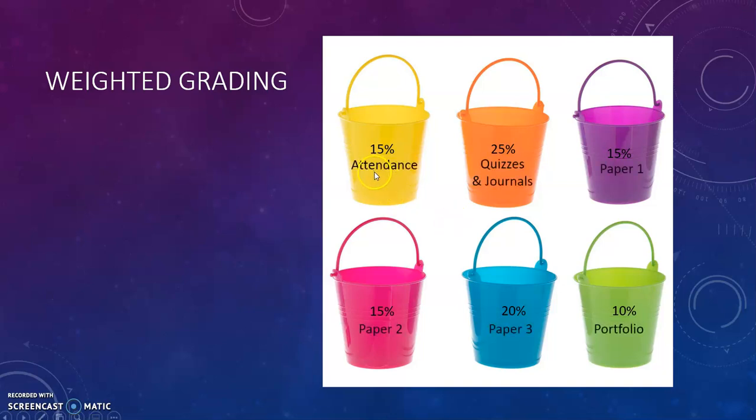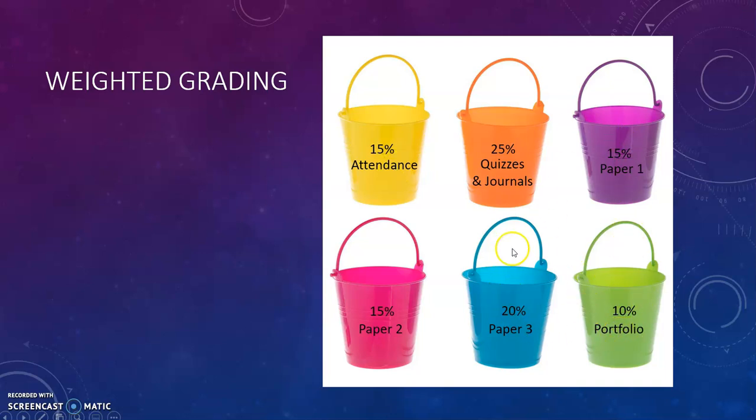So let's say attendance is worth 15% of the grade, and quizzes and journals are worth 25%. Let's say you have 3 papers to write for the class. Paper 1 is worth 15%, paper 2 is worth 15%, paper 3 is worth 20%, and let's say you have a final portfolio which is 10%.